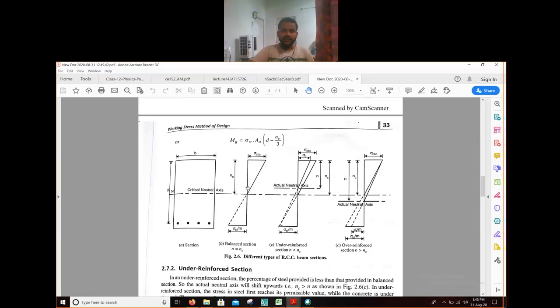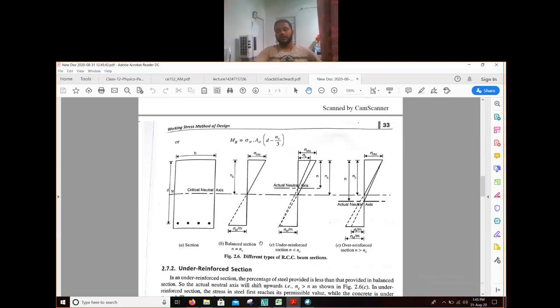What is the definition of a balanced section? According to the definition, if the permissible stresses of steel and concrete both reach at the same time, then the section will be known as our balanced section. In other words, if steel and concrete both fail at the same time, the section is a balanced section.